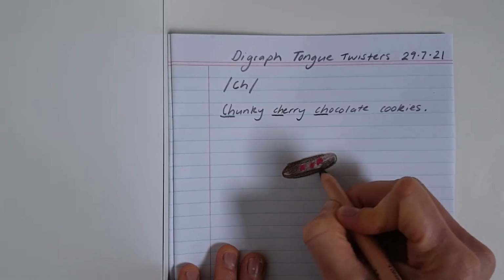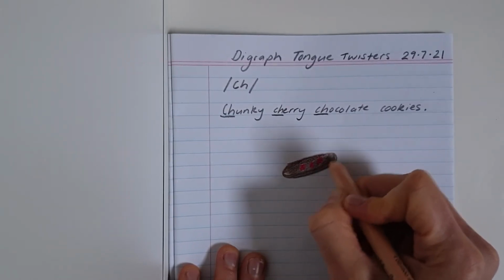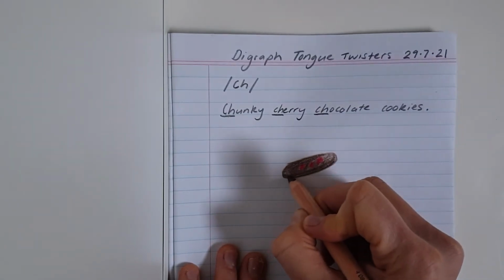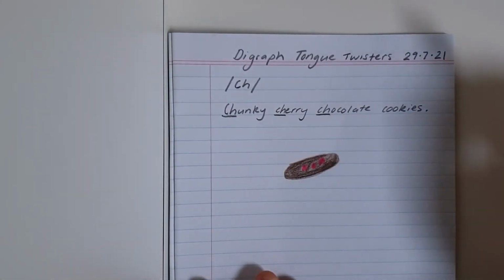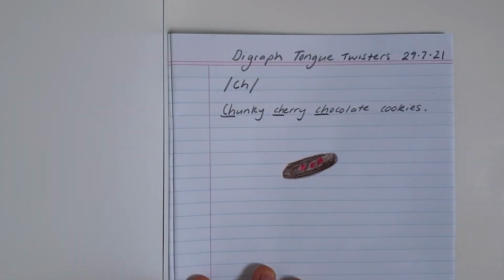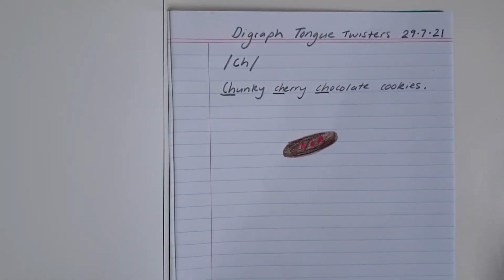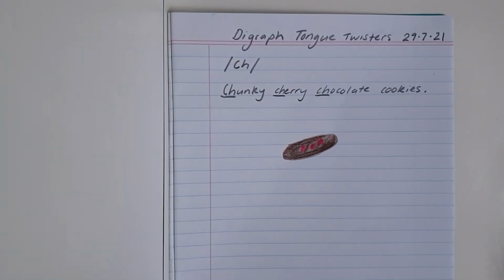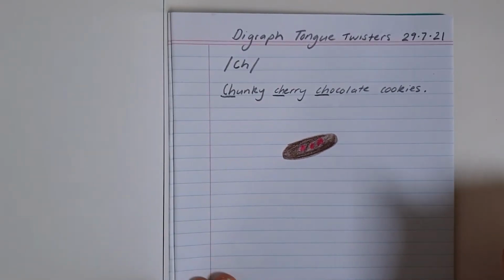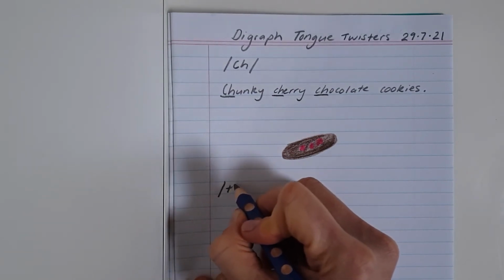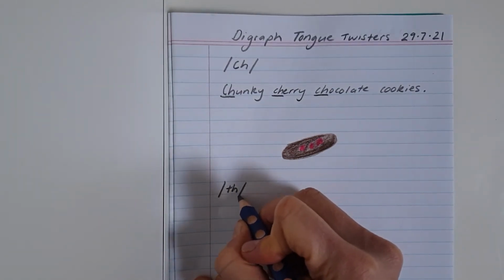You might decide to do another tongue twister. If you have time and you're enjoying this activity, you could write a tongue twister using the same digraph as the one before, or you might like to choose a different digraph. So maybe you would like to choose the digraph made with the letters T and H.